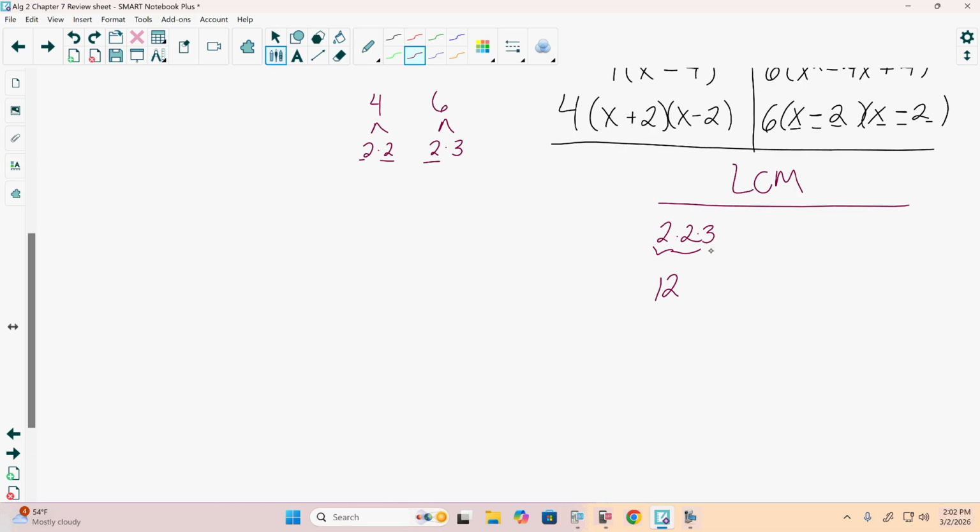Now let's look at our expressions. The one on the left has x plus 2 one time. The one on the right has it 0. So the most times it shows up in either expression is once. So we need it one time in the least common multiple. The other expression that the left side has is x minus 2, and it shows up one time. The right side actually has it twice. So how many times do we need it? Twice.